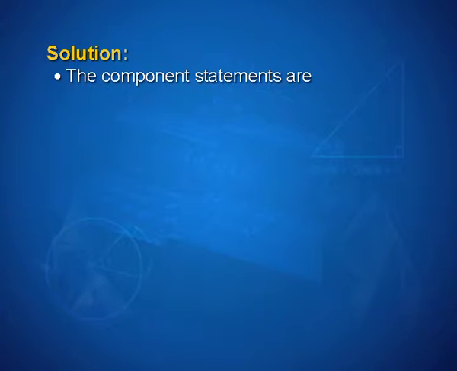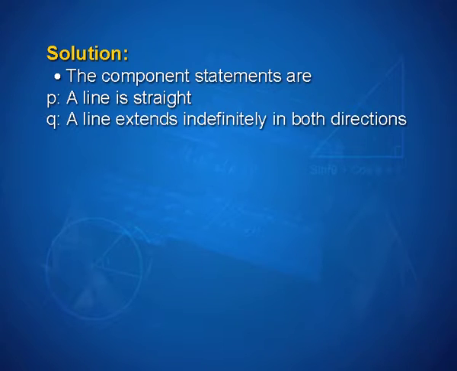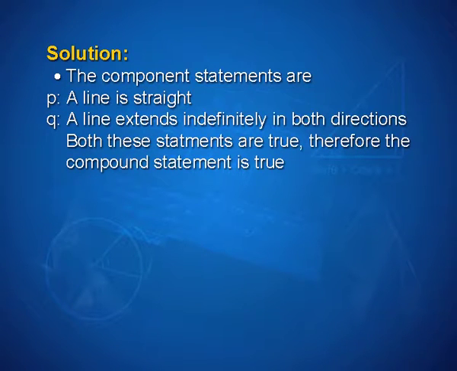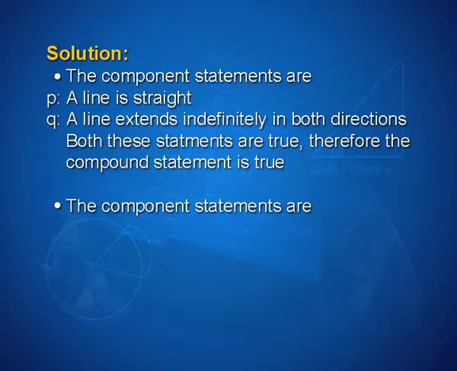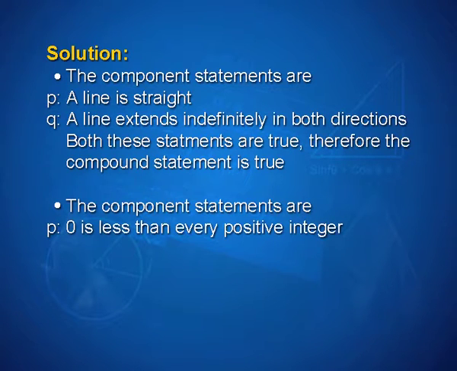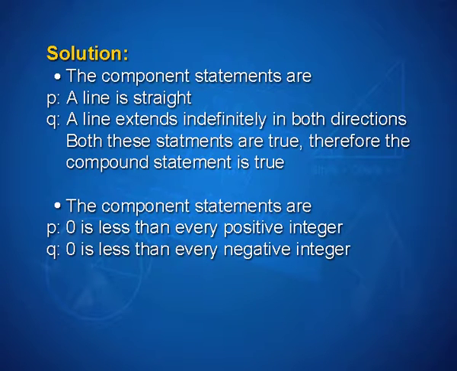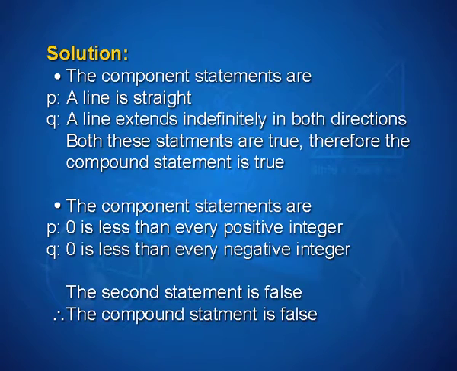First, the component statements here are P: A line is straight. Q: A line extends indefinitely in both directions. Both these statements are true. Therefore, the compound statement is true. Second, the component statements are P: 0 is less than every positive integer. Q: 0 is less than every negative integer. The second statement is false. Therefore, the compound statement is also false.